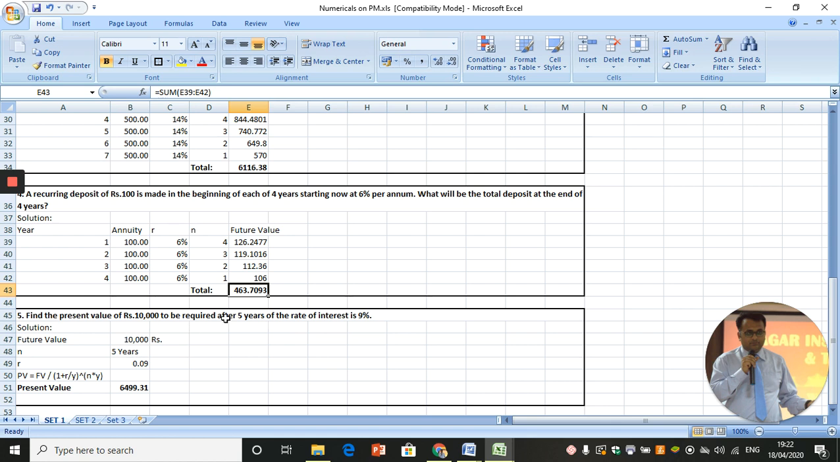Find the present value of 10,000 rupees to be required after 5 years at the rate of interest of 9%. So the question has been changed a bit. Here future value is given as 10,000 rupees. N is 5 years. R is 9%.